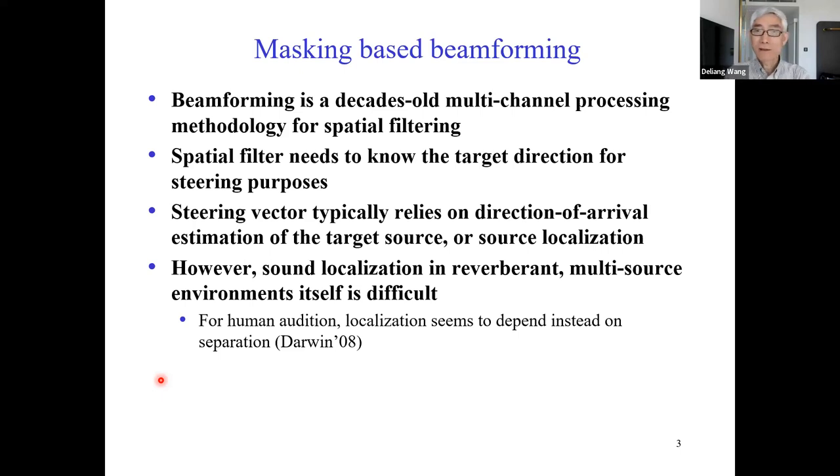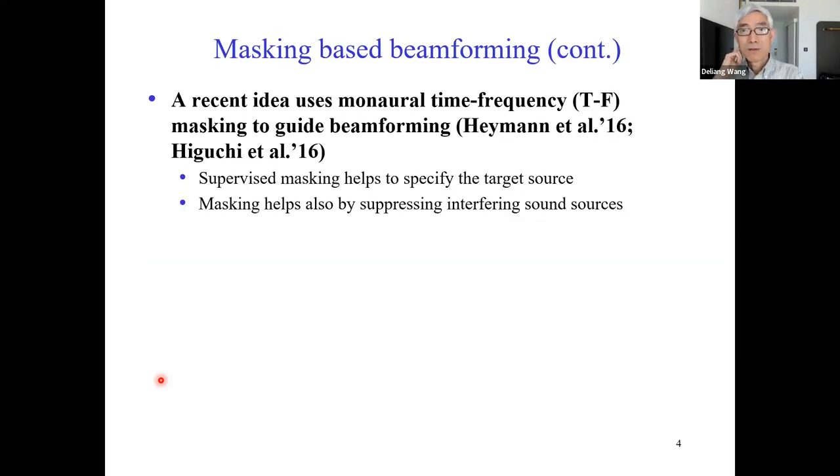But source localization in reverberant multi-source environments is itself very difficult. And for human audition, it's not even clear localization should precede source separation. Actually, perceptual evidence would suggest that localization seems to depend instead on source separation. So masking-based beamforming is a relatively recent idea in this long history of beamforming development.